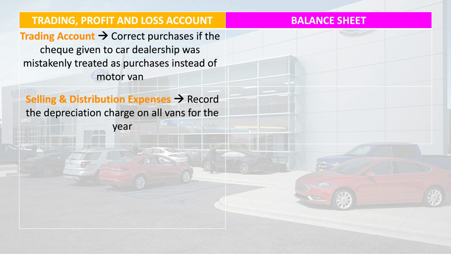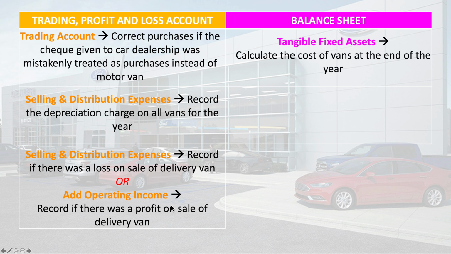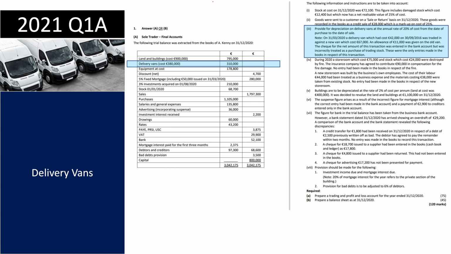We have to record the depreciation charge for the year on all vans in selling and distribution expenses. And then in selling and distribution expenses, we would have to record if there was a loss on the sale of delivery van, or if there was a profit on sale of delivery van, we'll have to record that under add operating income. In the balance sheet, we're going to have to say what the cost of the delivery vans are at the end of the year. And we're also going to have to calculate the accumulated depreciation on all the vans held at the end of the year. So let's get into it then.